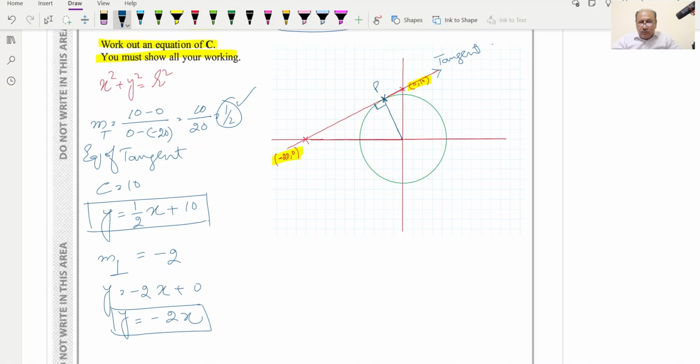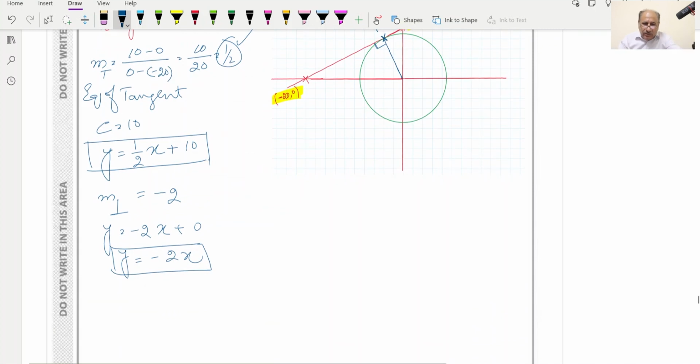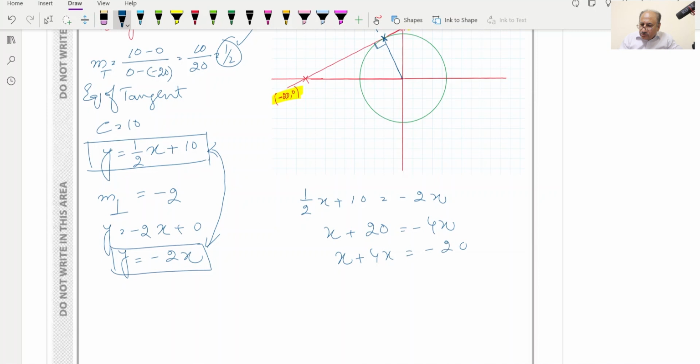Now we need the point P, and for that we will equate, because P is on the radius as well as on the tangent, so we will equate these two equations and we will get 1 by 2 x plus 10 is equal to minus 2x. To get rid of the denominator, we'll multiply everything by 2. So we'll get x plus 20 is equal to minus 4x, and this will be x plus 4x is equal to minus 20. So 5x is equal to minus 20. x will be equal to minus 4.